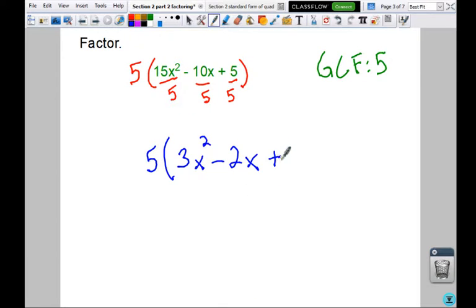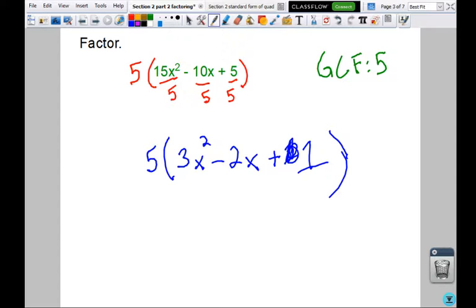And then the last one, what's 5 over 5? 1. Good enough. Not my best work, but I'm gonna take it.